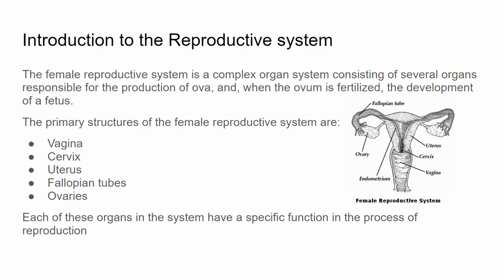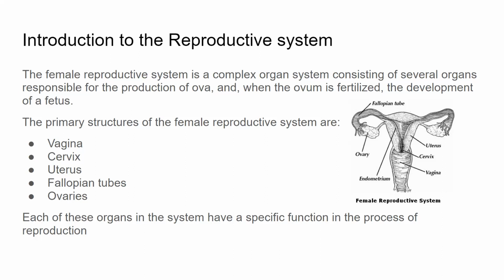For example, the vagina is the passageway for the blood and the mucus during menstruation, as well as the receptacle for the penis during sexual intercourse, and the passageway from the uterus to the outside world for the child during childbirth. The cervix provides a passageway for sperm from the vagina into the uterus. It also prevents foreign objects from entering the uterus, and it dilates during labor to allow the child to pass from the uterus into the vagina.